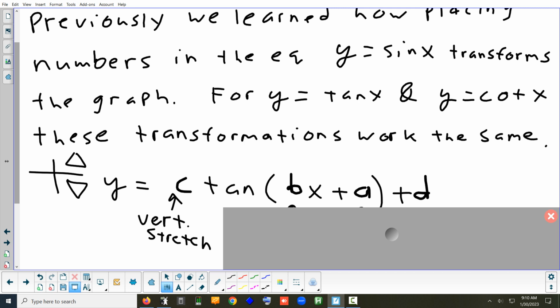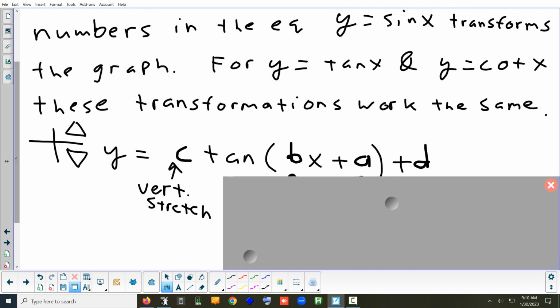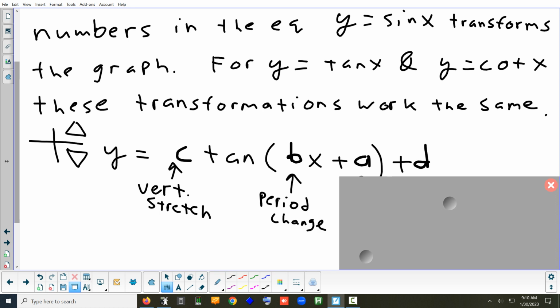Right, let's keep going. Let's do B next. So B, it's still multiplication, like C, but now it's inside. That was the horizontal stretch. And remember, horizontally stretching changes the period. So we can lengthen the period by stretching it, or we can shrink the period by compressing it. Remember, B is the opposite of what you would expect. The bigger you make B, the more compressed your graph gets.